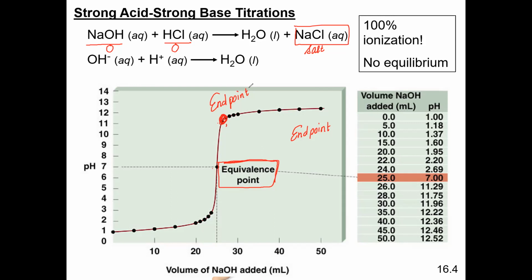Which one is more accurate, the equivalence point or the endpoint? If you remember, the endpoint you can get by adding one extra drop of NaOH. So out of these two, which point is more accurate?